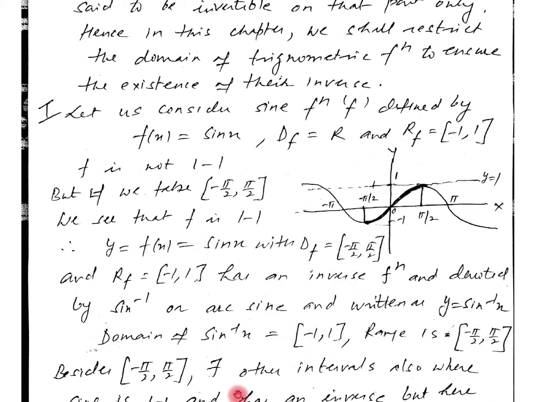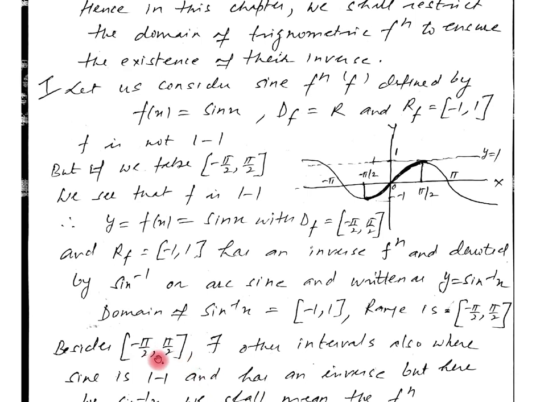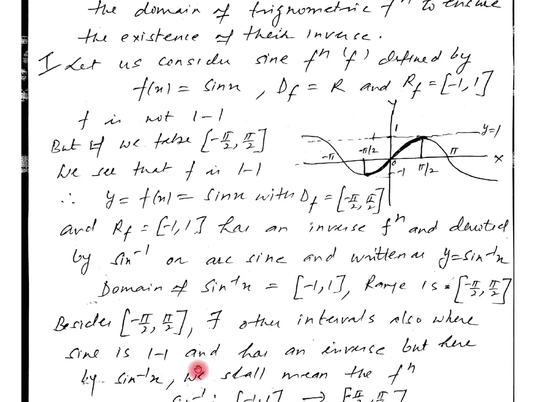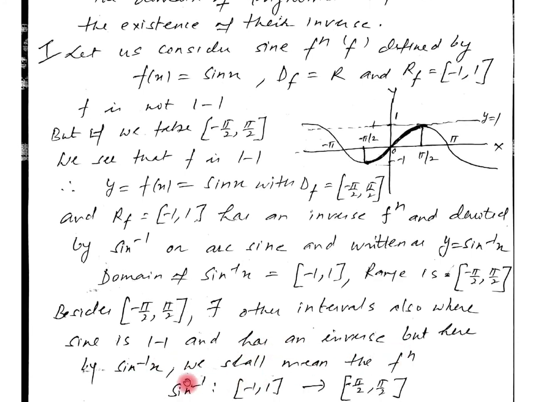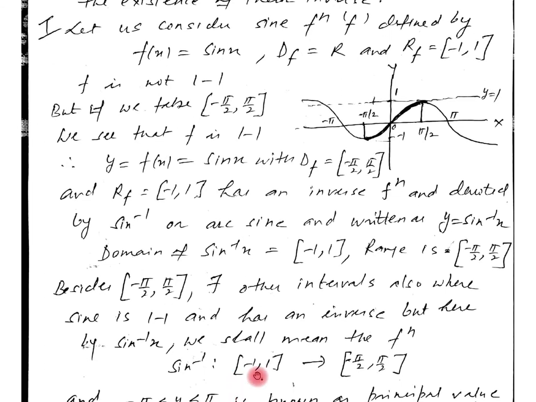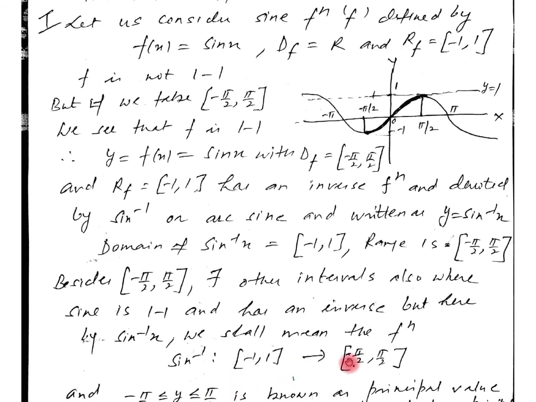Now in the case of the inverse, therefore the domain of sine inverse x will be what? Closed interval minus 1 to 1, and the range of the function is what? Closed interval minus pi by 2 to pi by 2. Now here, beside this interval there are other intervals also where sine is one-one and has an inverse, but here by sine inverse x we shall mean the function from what? Closed interval minus 1 to 1 to closed interval minus pi by 2 to pi by 2, because we have found out the domain in this interval.